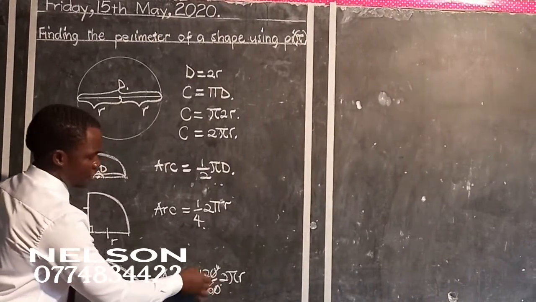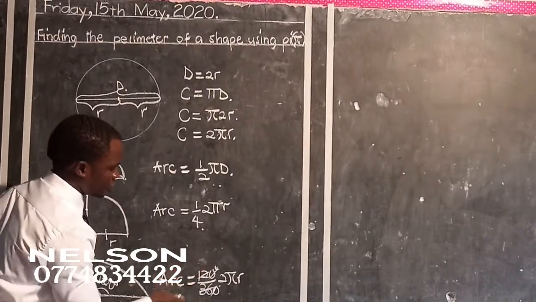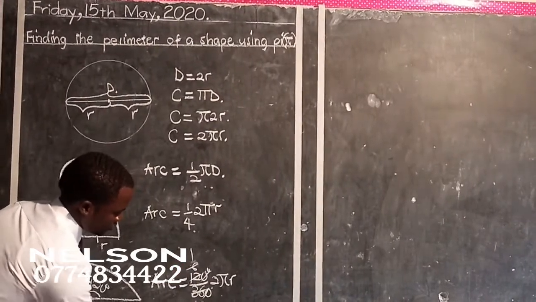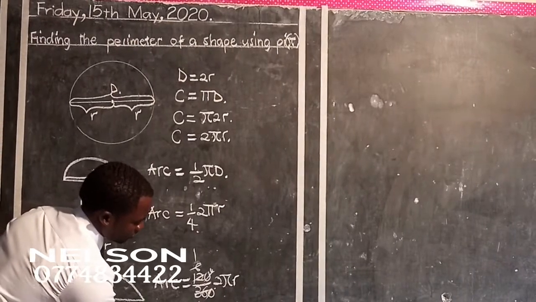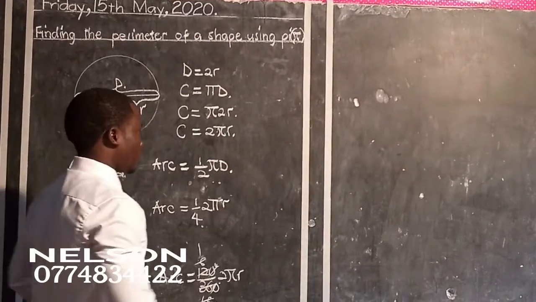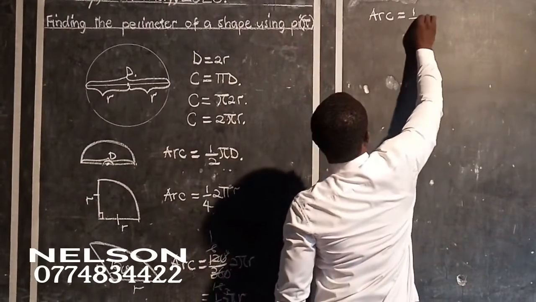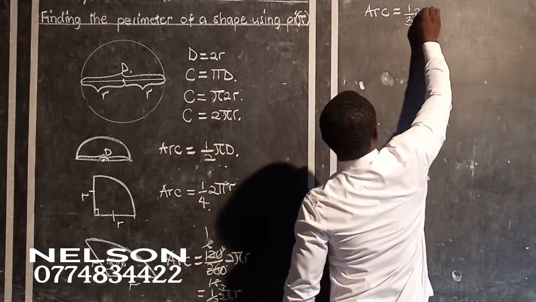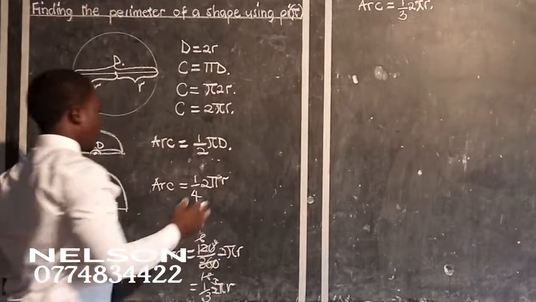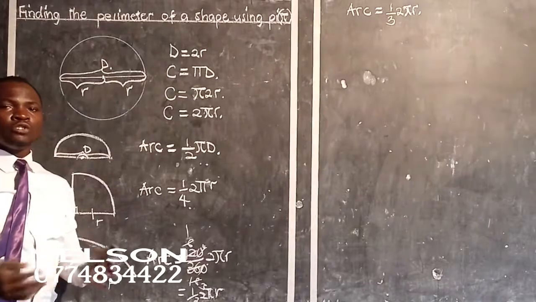And then if you divide, we shall get here one. This is by 2, this 6, by 2, 18. By this once, by this 3. So this is 1 out of 3, 2 pi r. So the formula for getting the arc of that sector, we say arc equals 1 out of 3, 2 pi r. These are the important points to note before we come to the perimeter of a shape using pi.